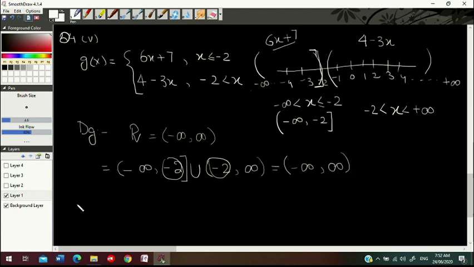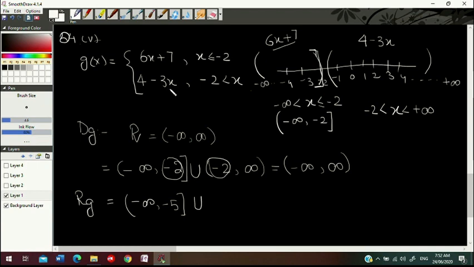Similarly, when we talk about the range of this function, for this equation we put the value of x as minus 2. When we use minus 2 in place of x, what do we get? 6 multiplied by minus 2 plus 7 is equal to minus 5. So our first range is from minus infinity to minus 5. And our second range is for the second equation.